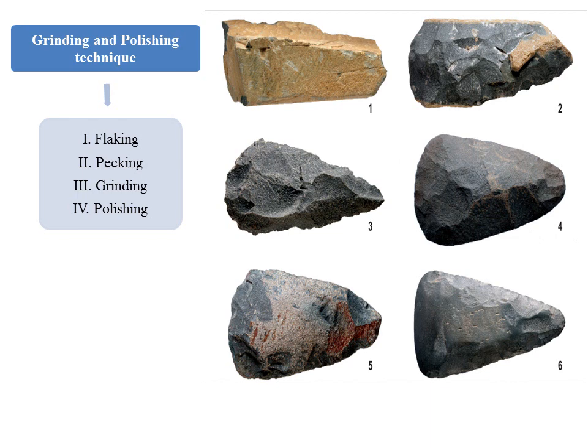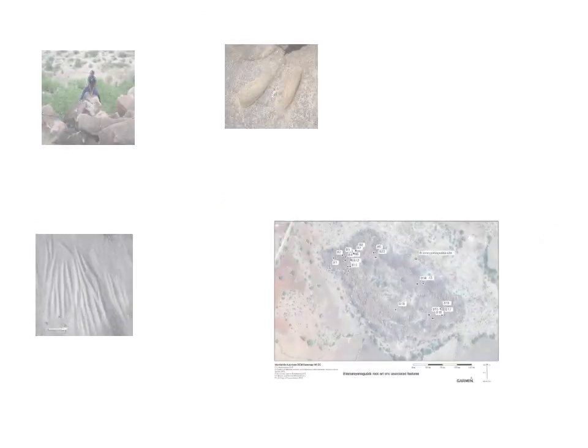From image 4 to 5, the axe is now ground. To remove the further traces of flake scars and the uneven pecking marks, the tool is ground against the bedrock and rubbed repeatedly. A further prolonged process will result in the production of polished axes like the sixth image. So flaking, pecking, grinding and polishing were the four predominant stages in the production of polished tools like Neolithic celts.